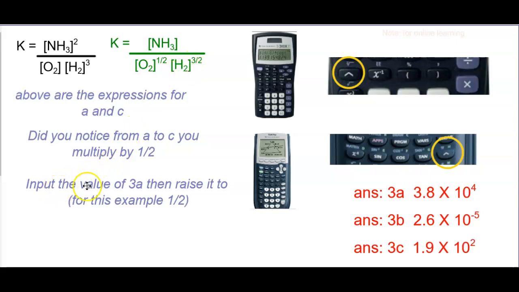So I want you then to input the value of K for A, then raise it to the multiplier, for this example, 1/2. You're going to find your caret key, or you might have a y to the x key, depending on your calculator. Again, if you cannot find the proper button to use, please email me with a picture of your calculator and I will help you. Once you take A and raise it with the caret key or the y to the x key to the 1/2, you may have to put the 1/2 in a set of parentheses, depending on how you're putting that in. If you don't get the answer of 1.9 times 10 to the second, try different things to understand how to properly put it into your calculator to get this number.